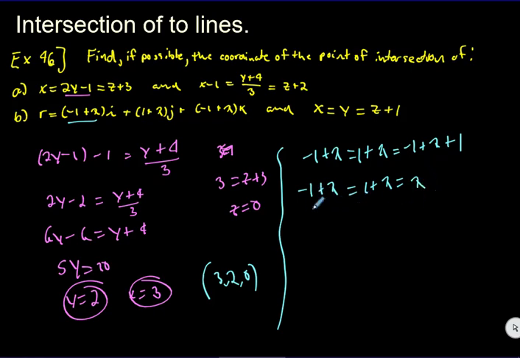And look what happens. I can subtract lambda out of all of this, and I get -1 = 1 = 0, and these obviously don't work. So these are just skew lines, because this is a contradiction. This can't happen. So these two lines don't intersect.